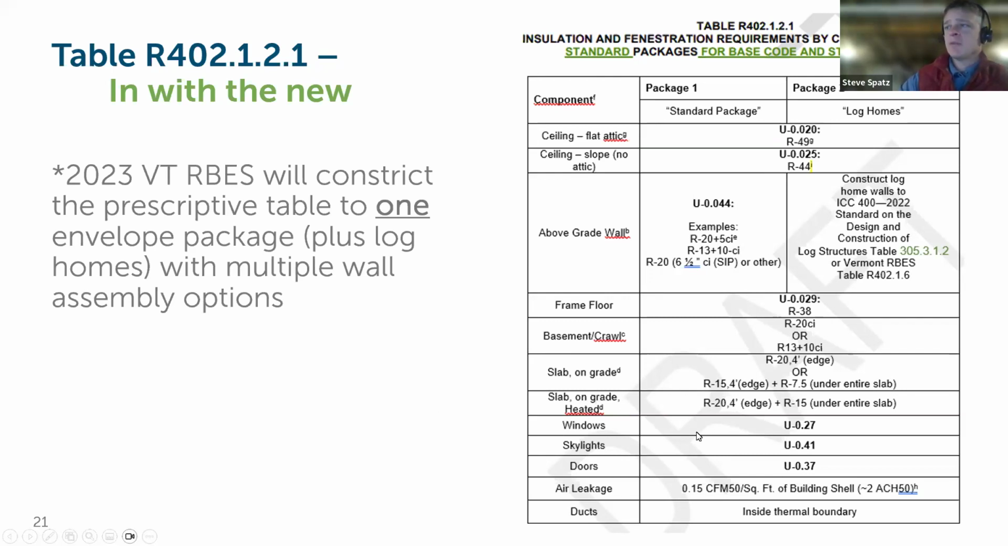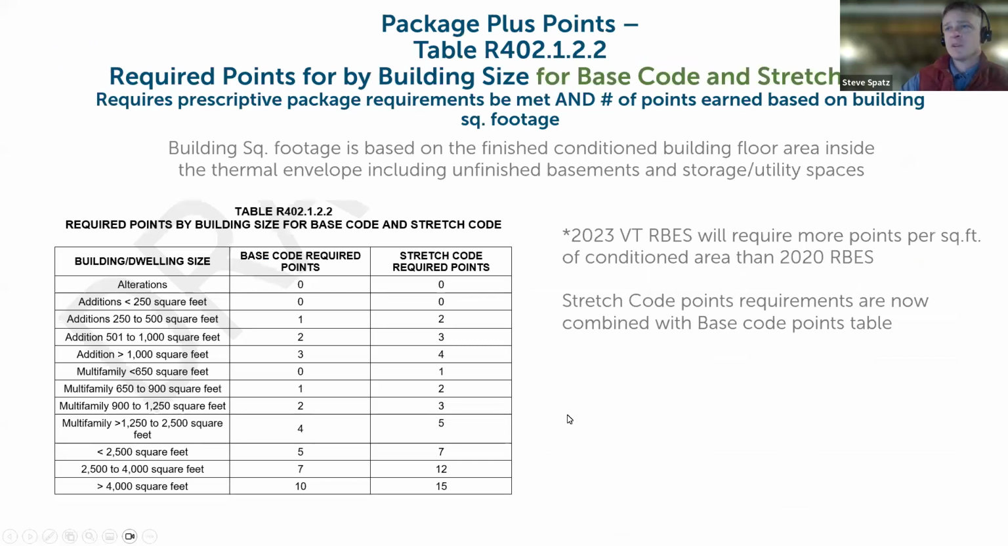That was another thing that was on the agenda for code update, mandatory triple pane windows, but it did not get to that point. We're still at double pane. But again, to get to a 0.27 U value in a double pane window takes some consideration and specification, and then in other aspects of the building as well.